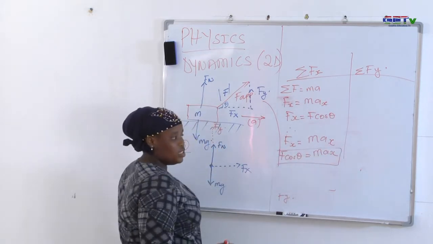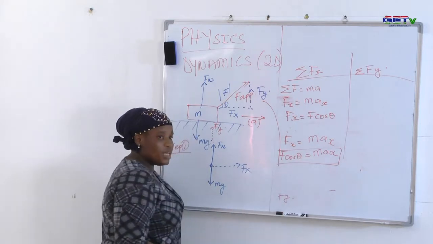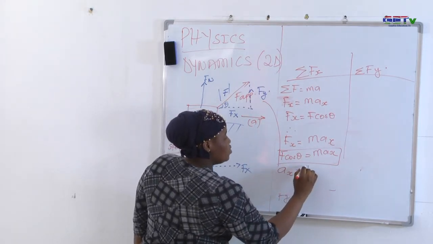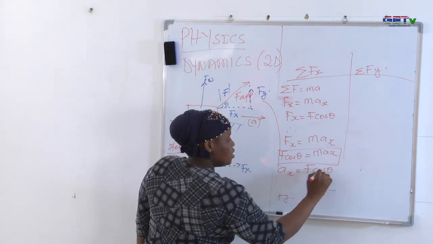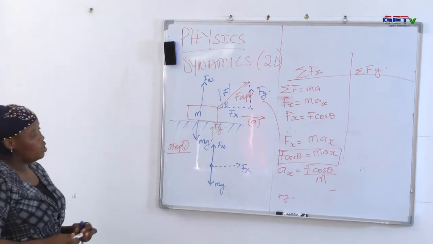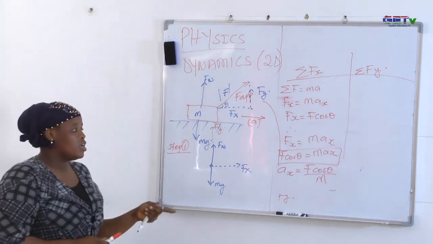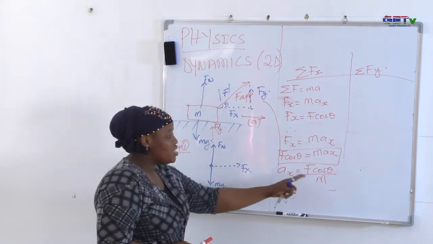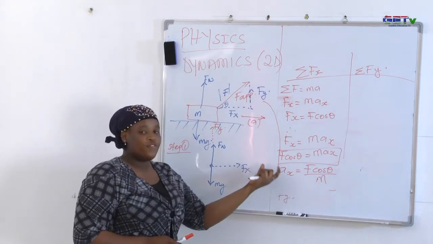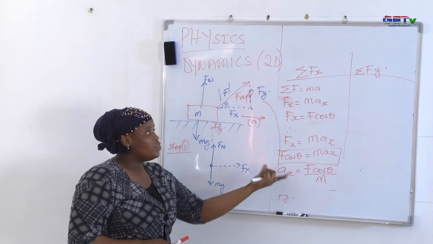If the acceleration is required, then we divide both sides by m, and this gives us ax is equivalent to F cosine theta all over m. And that's the magnitude of the acceleration. If the quantities F, theta, and m are known, then the acceleration along the x-axis will be found by substituting the values into the equation.